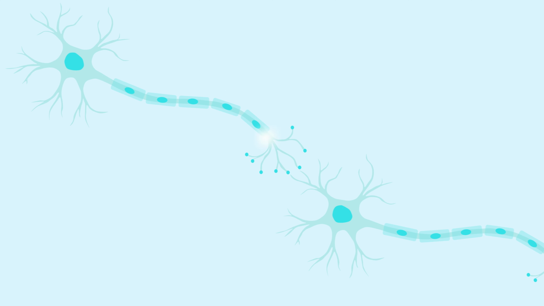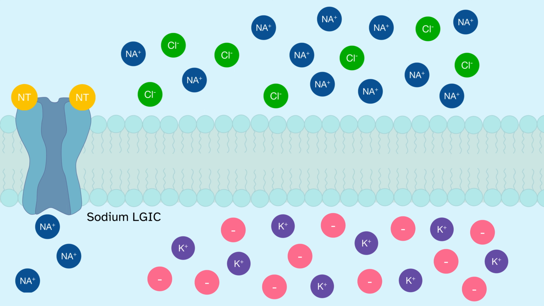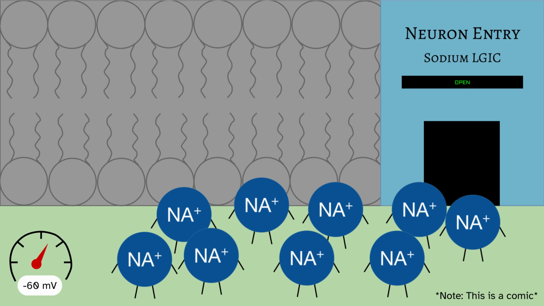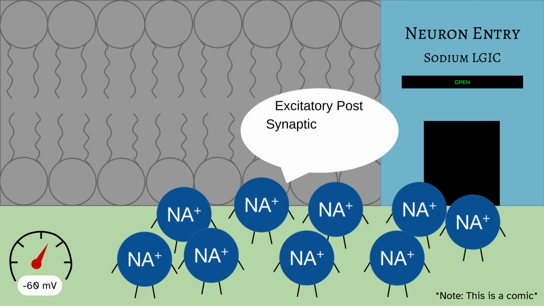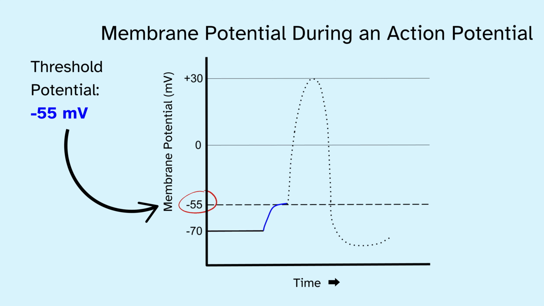When a neuron receives a signal from another neuron via NTs, the NT will bind to a receptor of a sodium LGIC, which lets the sodium ions from the outside come inside like an unlocked door. As more sodium ions come in, the neuron becomes more positive, creating an excitatory postsynaptic potential, aka EPSP, and triggers the sodium VGICs to open, usually around negative 55 millivolts.